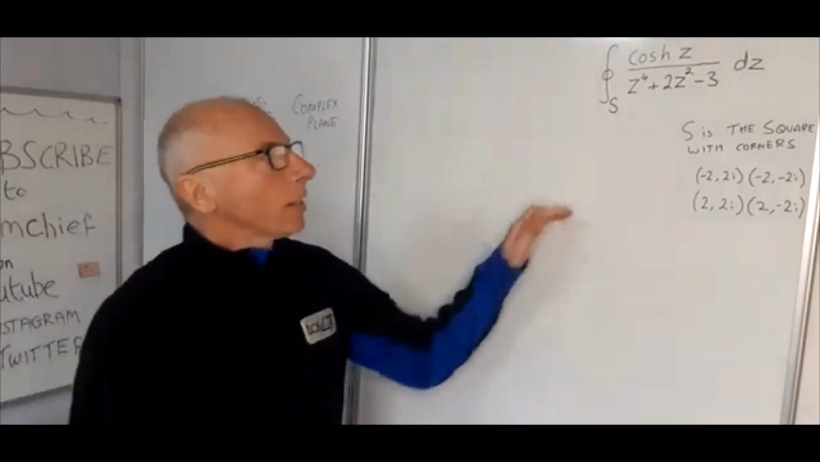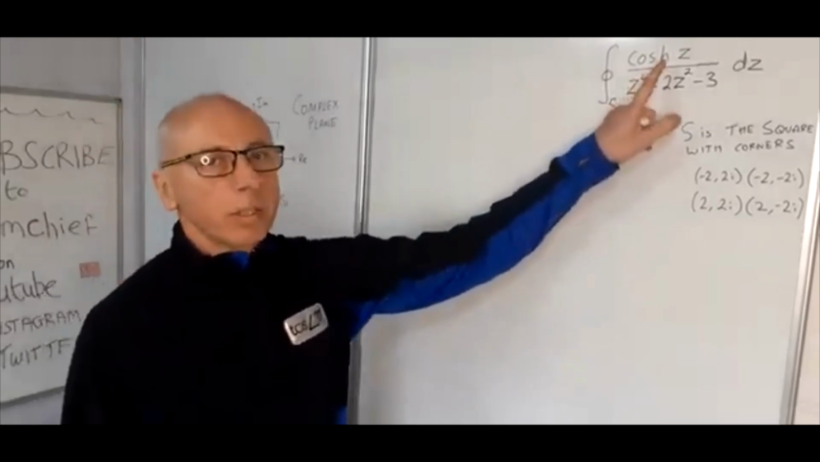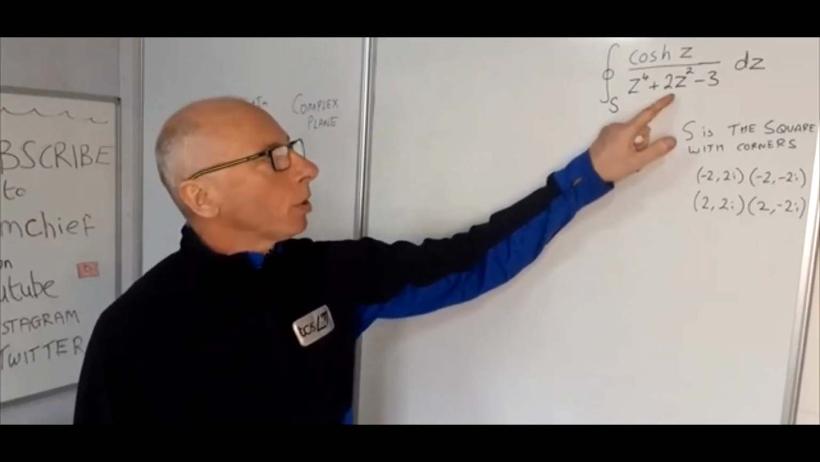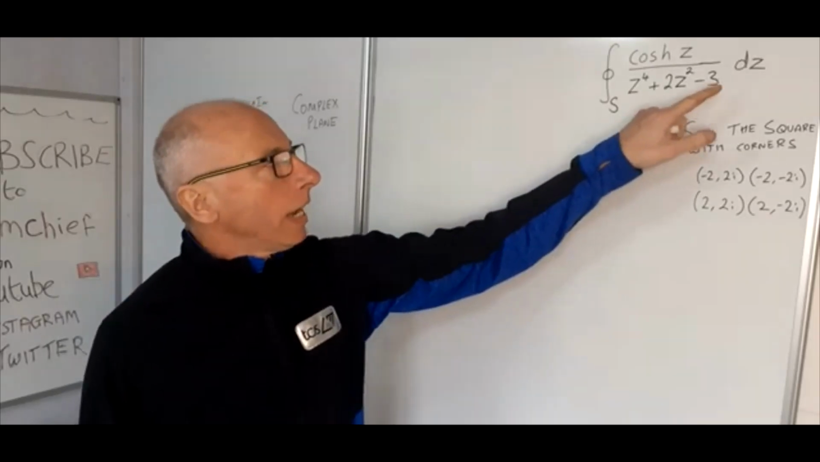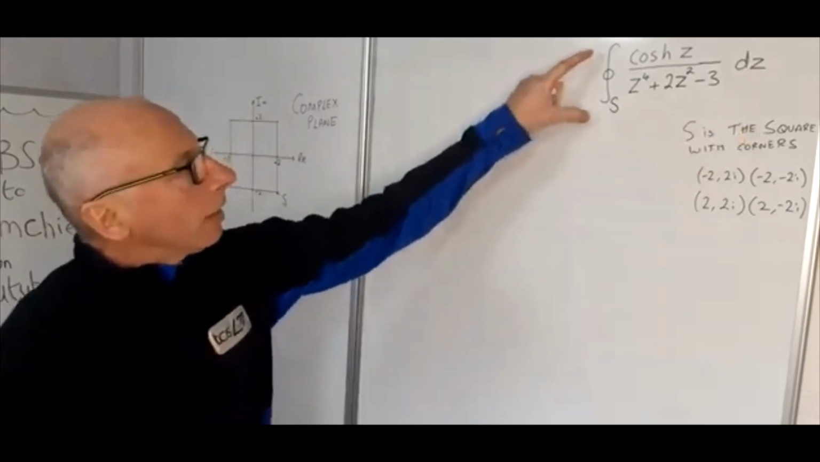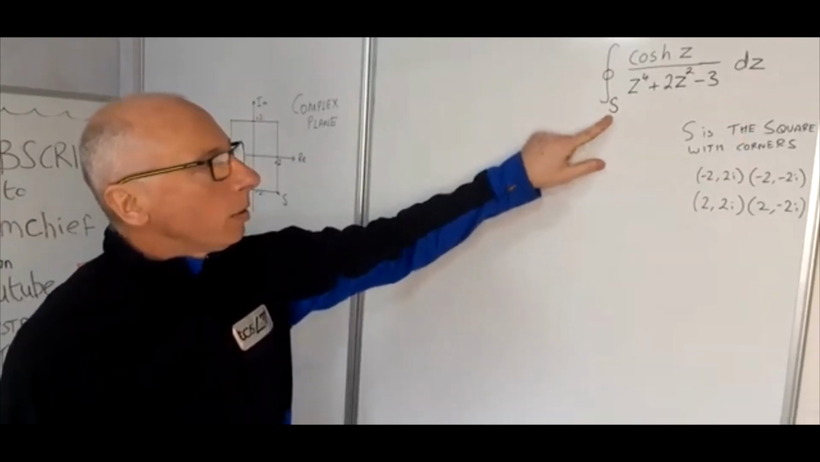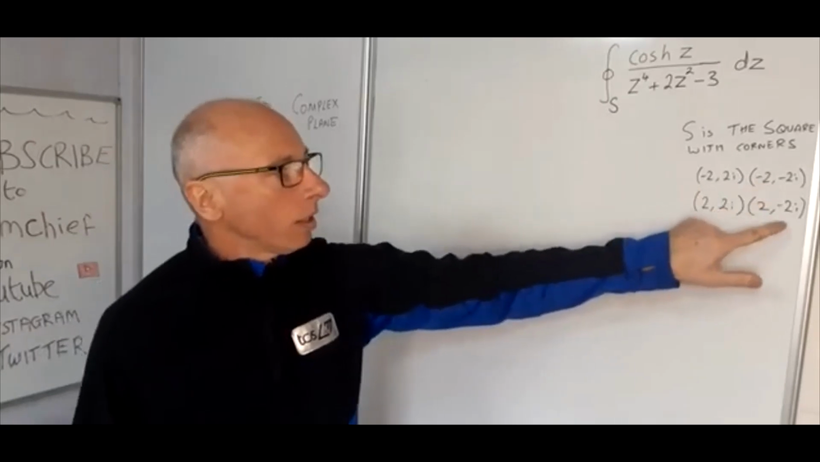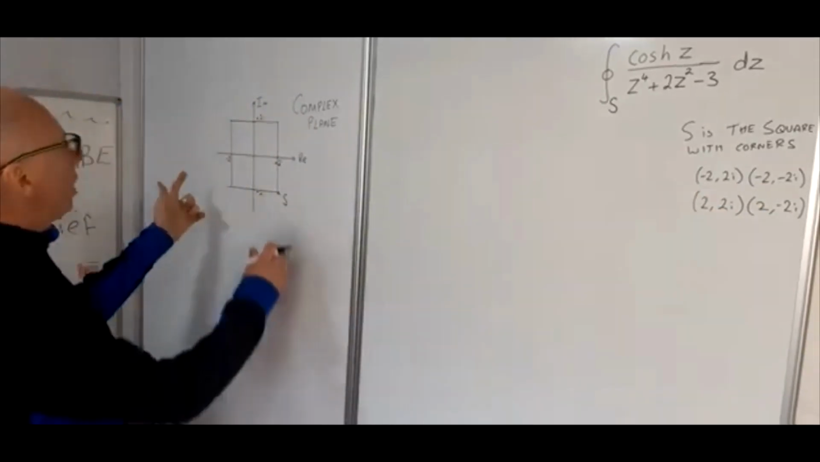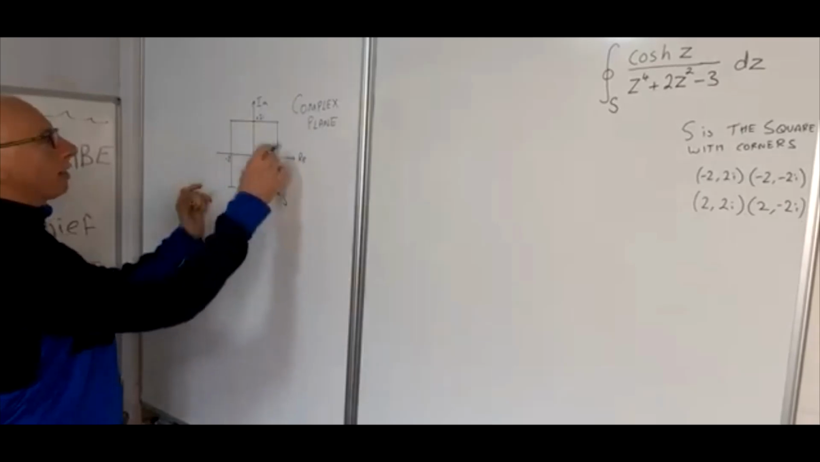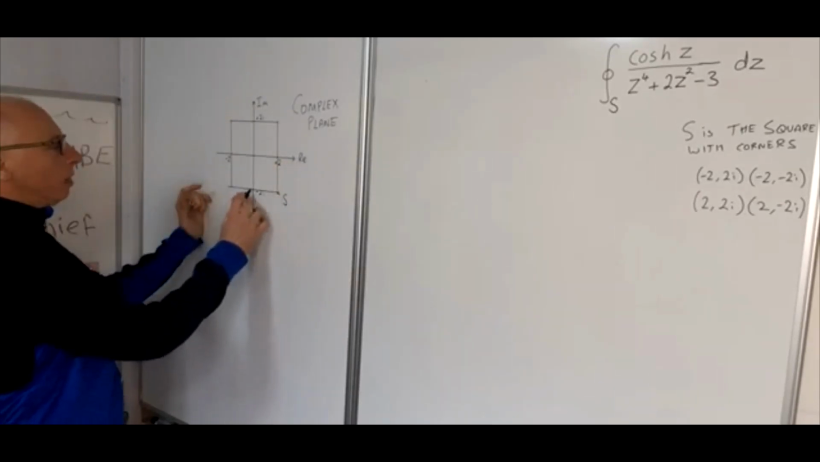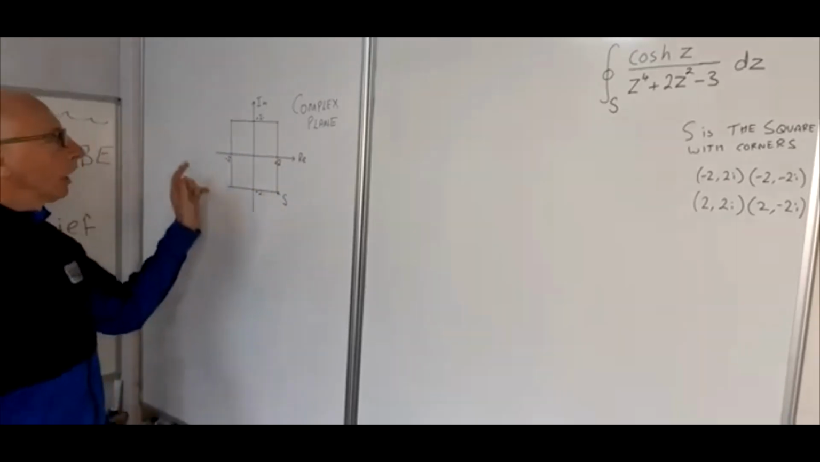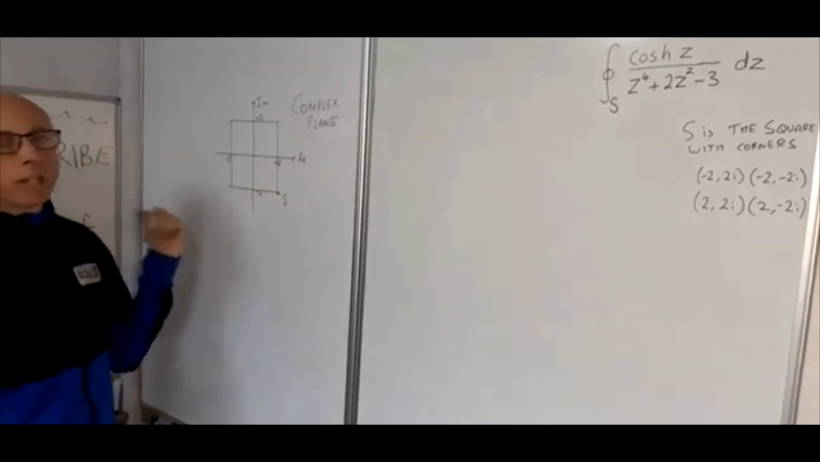Okay, so we're going to integrate this function, cosh of z, which is the hyperbolic cosine, divided by this polynomial, z to the 4 plus 2z squared minus 3, with respect to z. It's on the complex plane within the square S, and S has these corners written down, which I've now drawn on this complex plane graph with the real axis and the imaginary axis: minus 2i, plus 2 real, and minus 2 real. And this is our square, what we're going to integrate over.